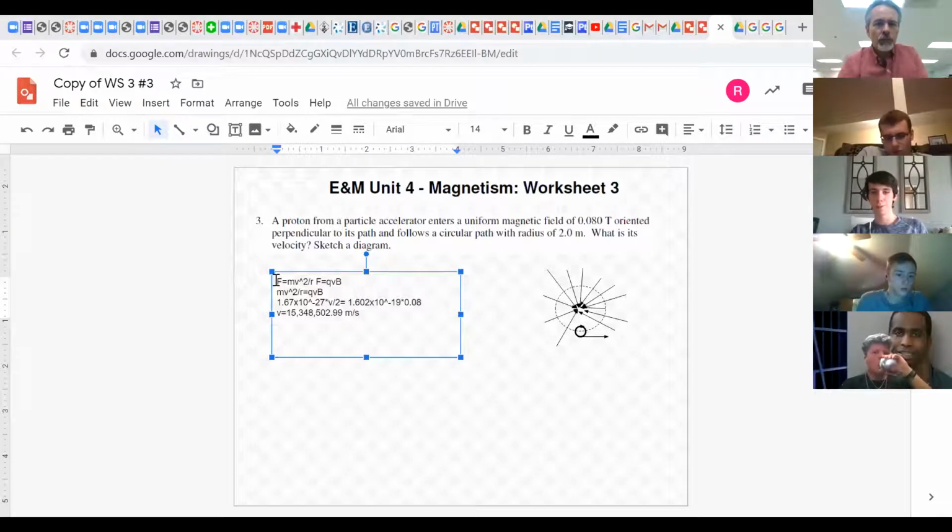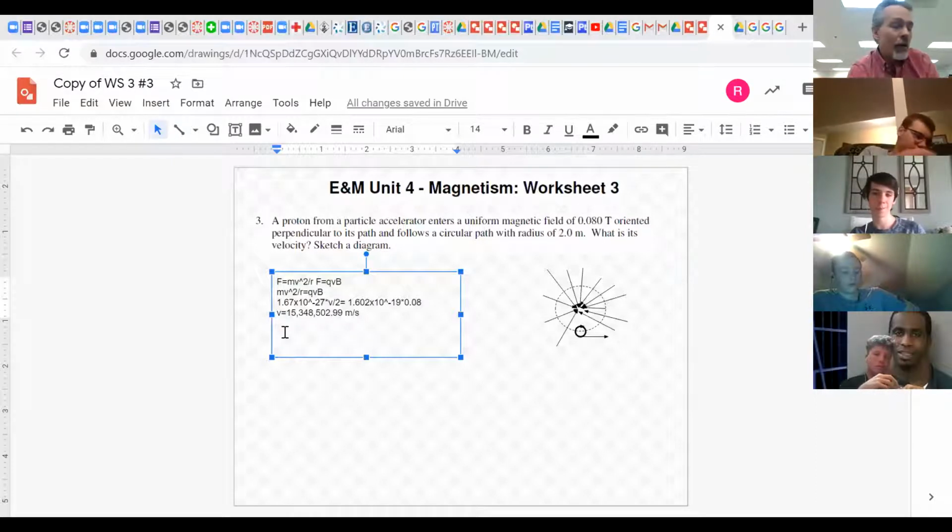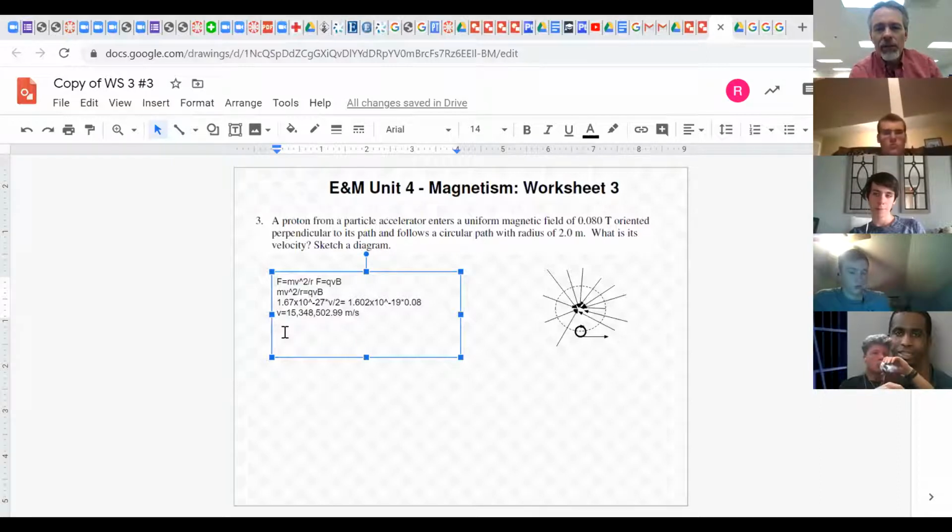So we said the force was going to be equal to the mass times velocity squared divided by the radius, and that the force would also be equal to QVB. So we set those two equal to each other. One of the V's canceled, and we came out with 15 million, etc., meters per second. I was a little interested in that. That's like 5% the speed of light, so it's going pretty fast.